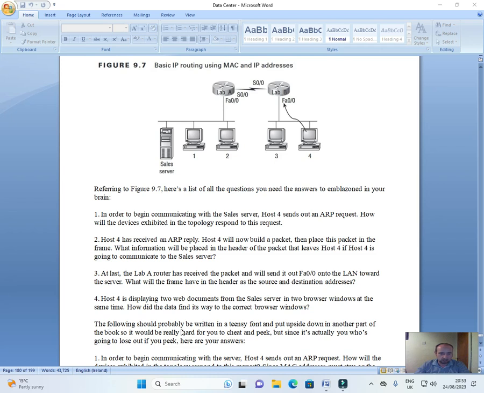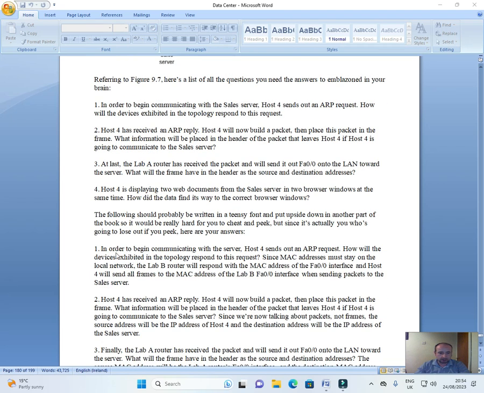The following should probably be written in a teensy font and put upside down in another part of the book, so it will be really hard for you to cheat and peek. But since it's actually you who's going to lose out if you peek, here are the answers.